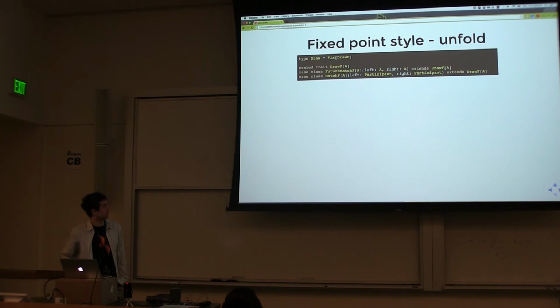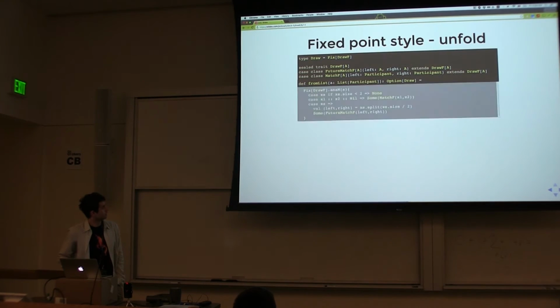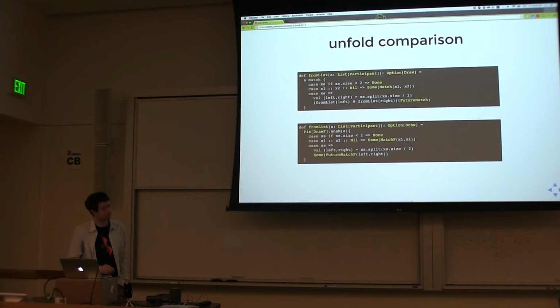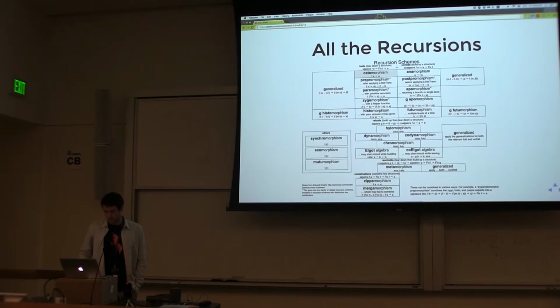So now what does this look like with our fixed point style? We have a from list, and this is the new implementation. So the first part is essentially the same thing. It's the second part that is more interesting because we don't need to recursively call our stuff. So we split our list in 2, we get the left and the right, and then we just simply construct a future match F whose A is a list. And we give that back to ana M, and it takes care of that for us. So once again, just a little bit simpler. Here's the comparison. You can see that we don't have to use that funny symbol.